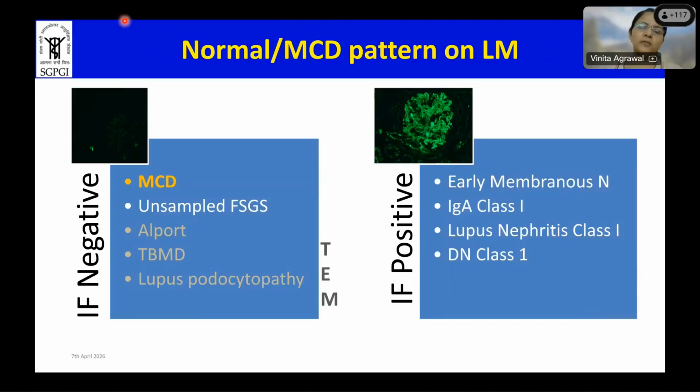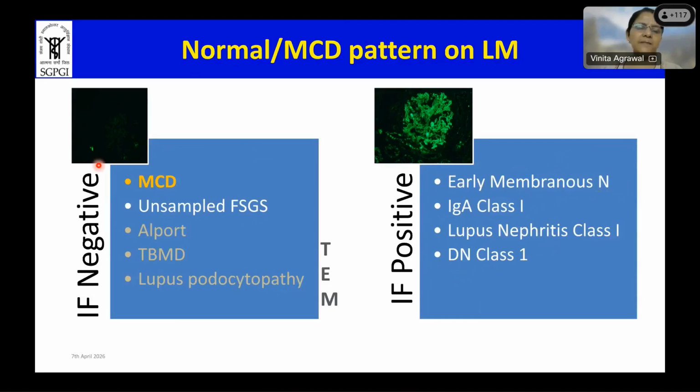So if you see a normal or a minimal change pattern on light microscopy, if IF is completely negative, these are the conditions. If IF is positive, there are immune deposition diseases which can show normal appearing glomeruli, something like an early membranous nephropathy, IgA class 1, the Haas class, or lupus nephritis class 1, or diabetic class 1. All of these can show you a normal or an MCD pattern, but immunofluorescence therefore becomes very, very important to make these diagnoses in an early stage.